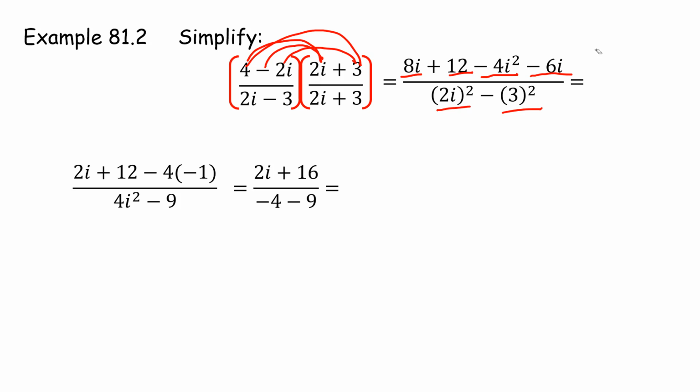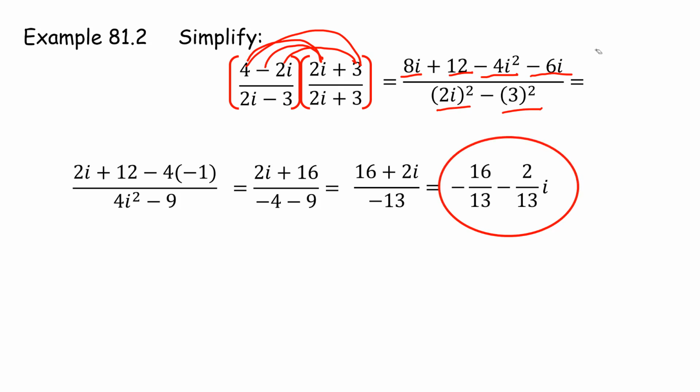And then when you add everything on the top, you've got 2i plus 12 plus 4, so 2i plus 16. And in the denominator, 4 times i squared is negative 4 minus 9. So if we write this in the correct order with the real part first and the imaginary part second, we've got 16 plus 2i all over negative 13, and then we write them completely separately, negative 16 over 13 minus 2 over 13i. And that is the standard form for writing a complex number.